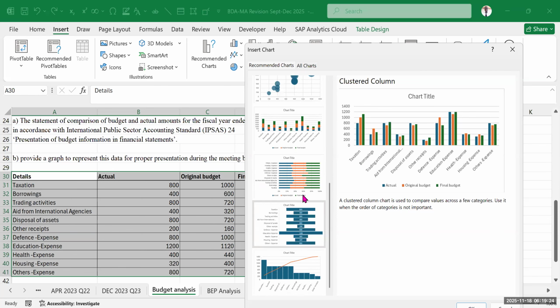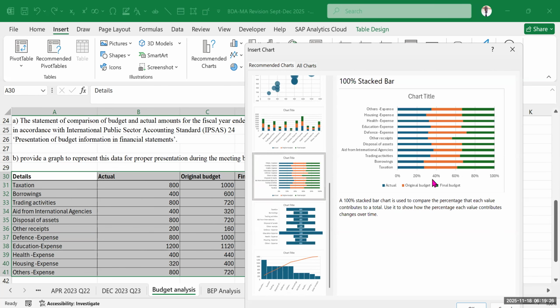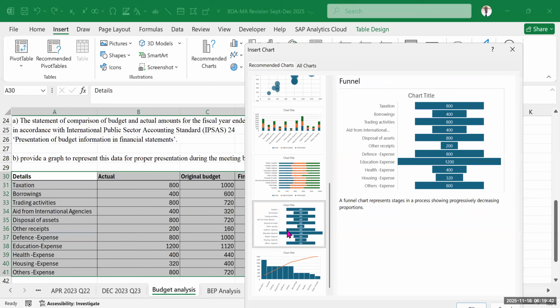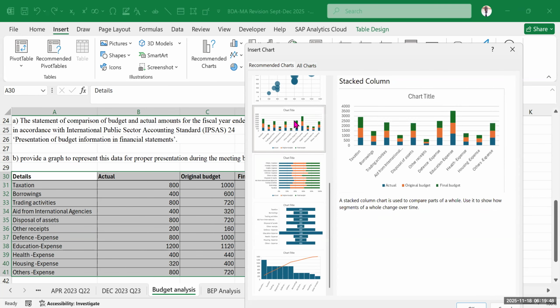If you feel that this 100% stacked does the job for you, who are we to refuse? You are the one who has felt it is good. Go ahead. You are the one who feels somebody must understand the coloring there and interpret it. It's okay. If you feel that the funnel will do the job for you, who are we to refuse? But for me, I feel this is pretty simple and direct to understand. I will go with it.